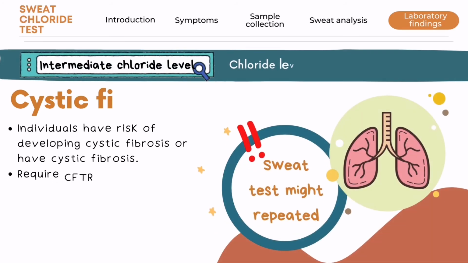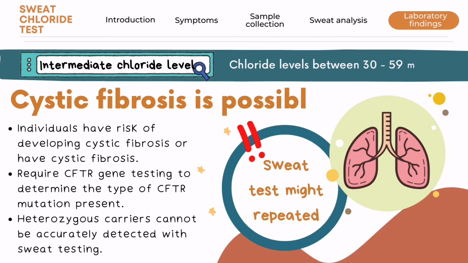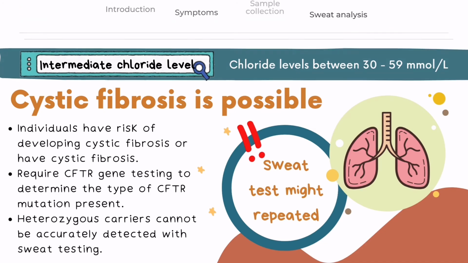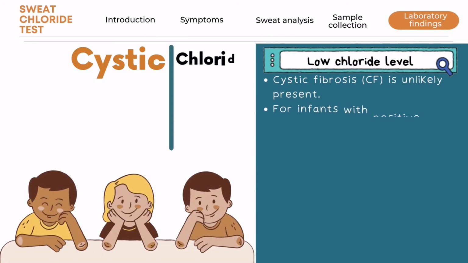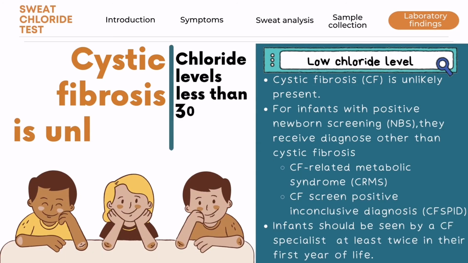When the results obtained show that the chloride level is between 30 to 59 mmol per liter, further testing is required. An intermediate or borderline result means that cystic fibrosis is possible. Individuals have risk of developing cystic fibrosis or have cystic fibrosis. Thus, they require CFTR gene testing. Besides that, sweat tests might also be repeated. If the results obtained show that the chloride level is low, cystic fibrosis is unlikely present.